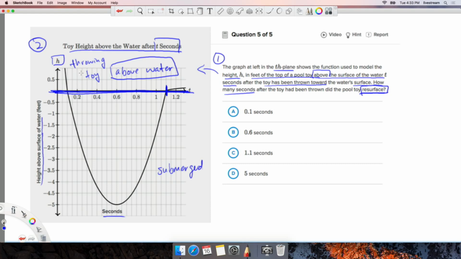Since this is where the toy is being thrown, this is underwater. And then where it pops back up is where it is now positive and has some positive height, and that looks like it's at 1.1 seconds, since it's right between the 1 and 1.2. And so my final answer there is going to be C.